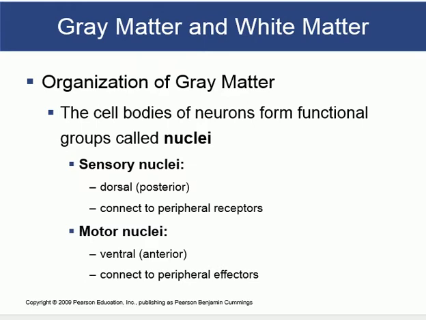Okay, you can draw this. You have to remember this. Sensory somatic nuclei in the dorsal, motor somatic in the ventral, sensory and motor autonomic in the lateral. This figure, okay, this is important.